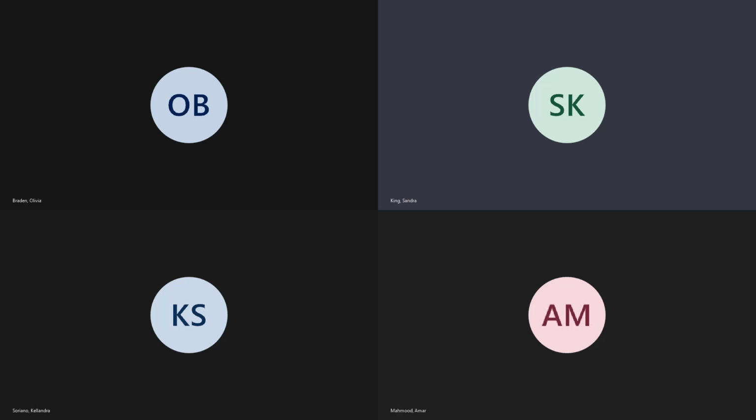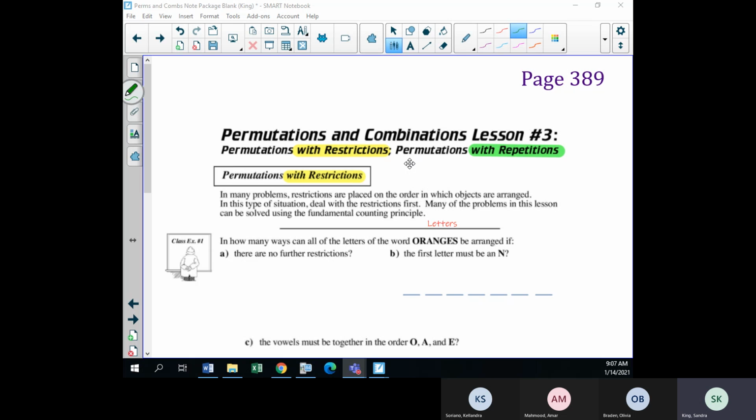Okay, so what we're going to be doing is working through lesson 3 in the workbook on page 389, and it is going to continue with permutations. This will be the last lesson on permutations, and then lesson 4 is going to start combinations, and combinations will be 2 lessons long.